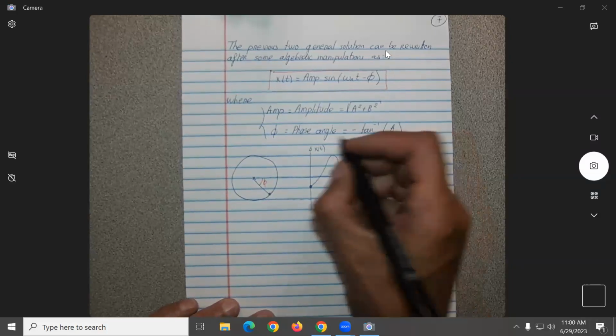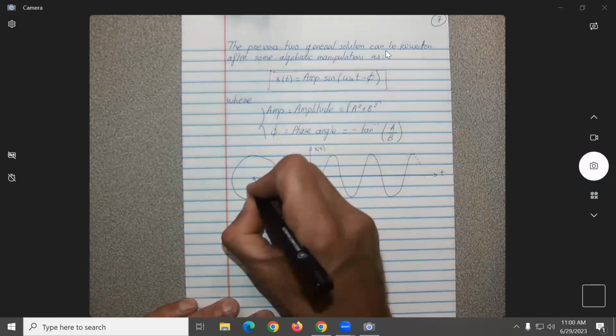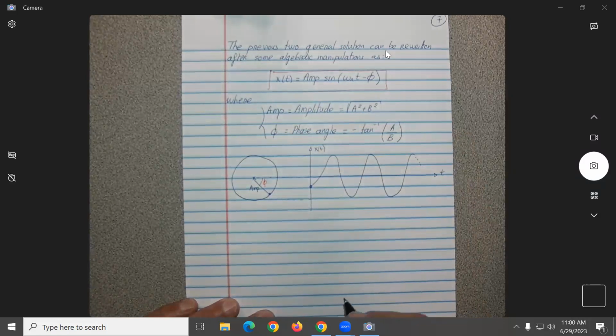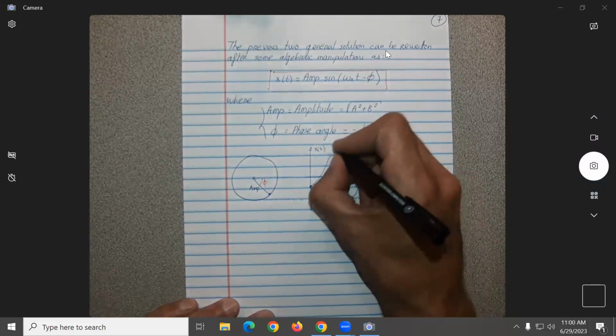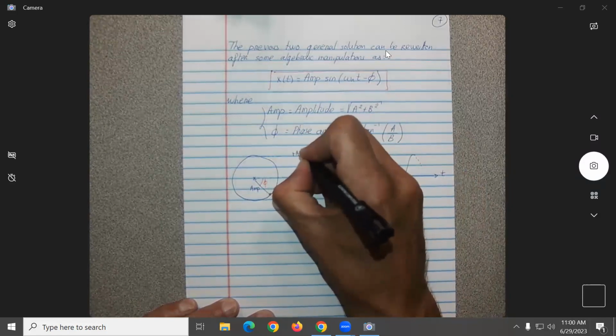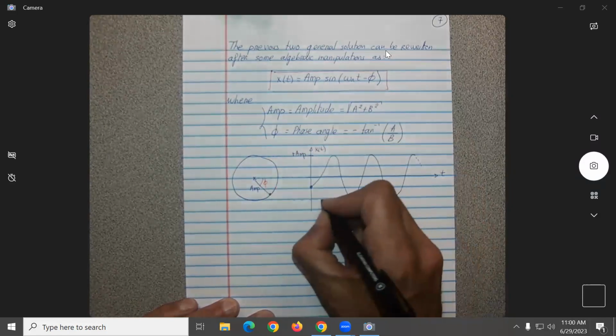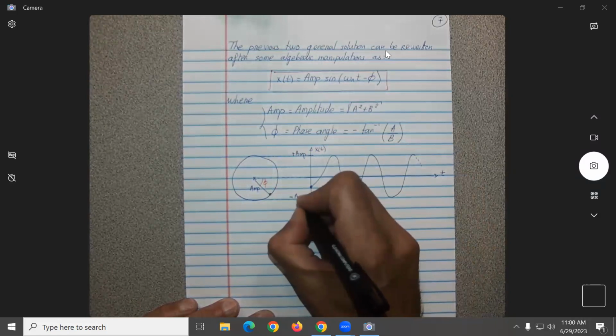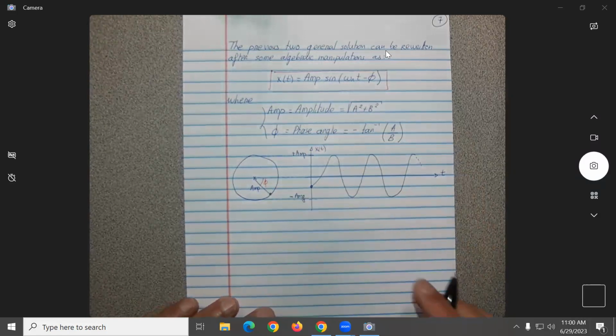Okay, so we know the amplitude will be the radius, where this would be here the positive amplitude. This one will be over here the negative amplitude.